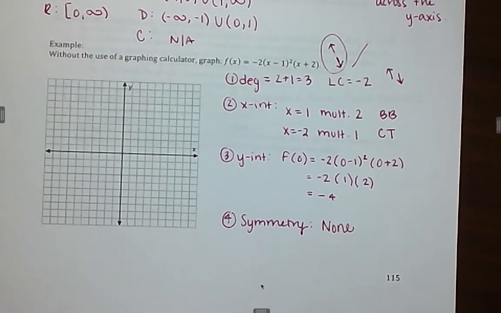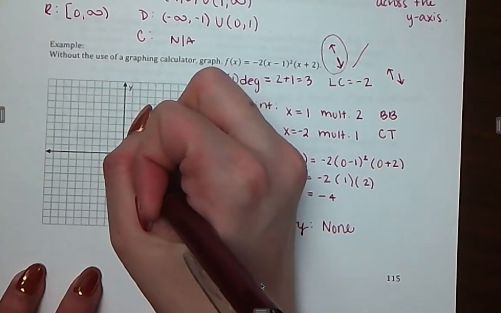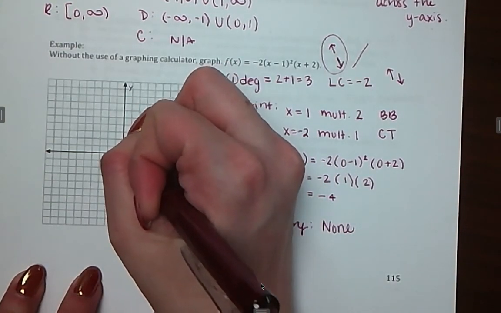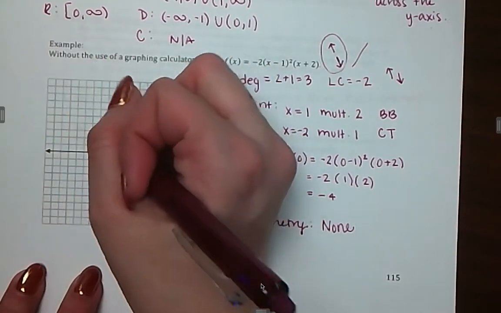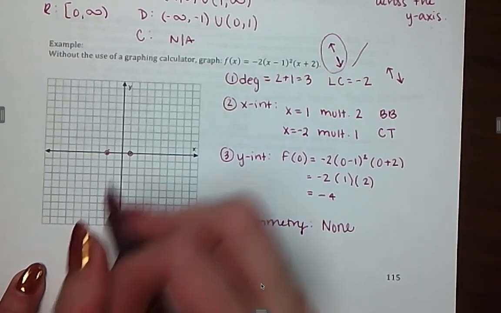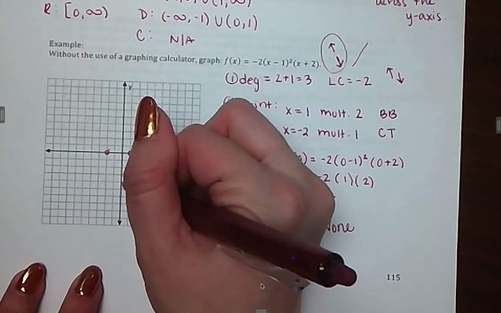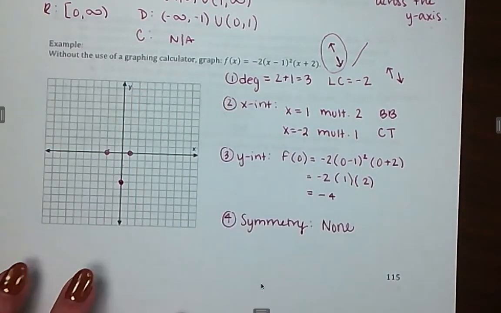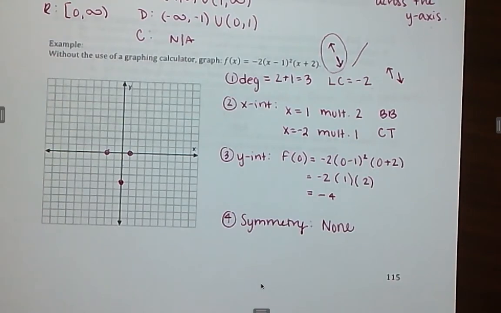Okay. Let's just leave our scale normal. So we have an x-intercept at 1, an x-intercept at -2, and a y-intercept at -4.